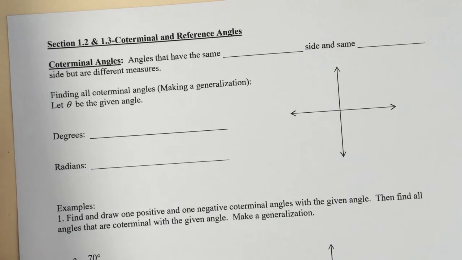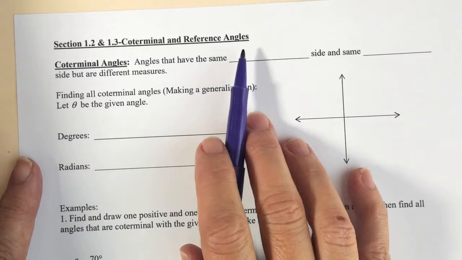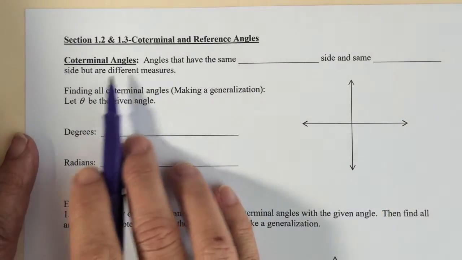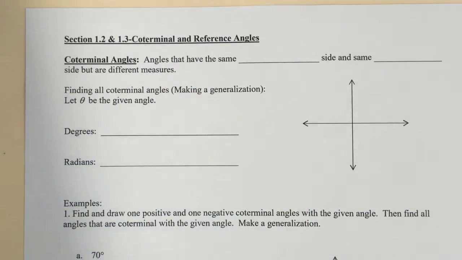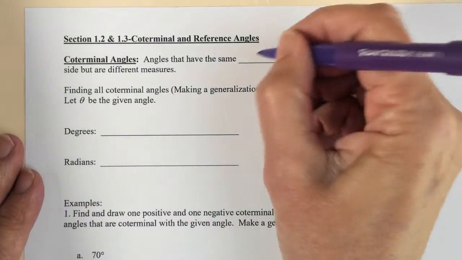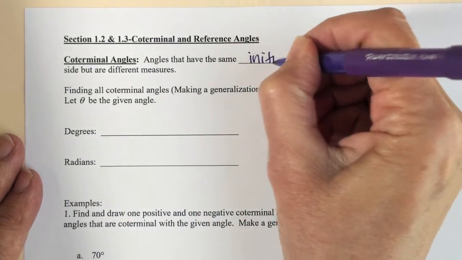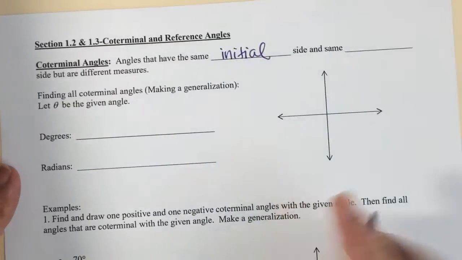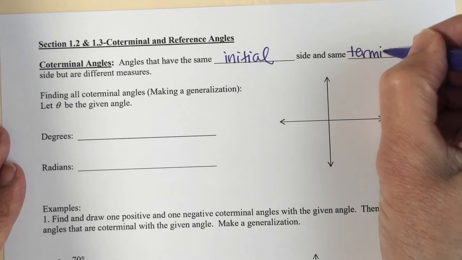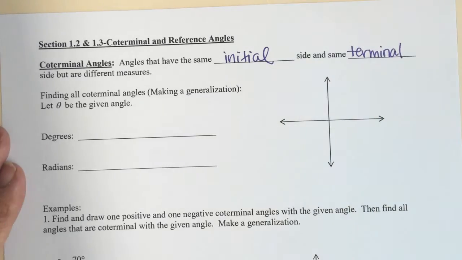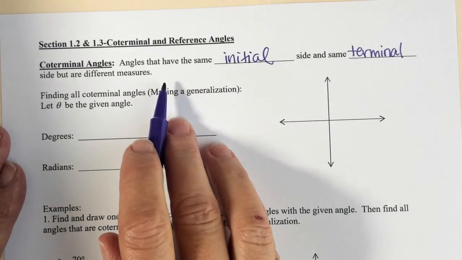In this video, you will be learning about coterminal and reference angles. So coterminal angles, co meaning both, are angles that have the same initial side and the same terminal side, but they have different measures.